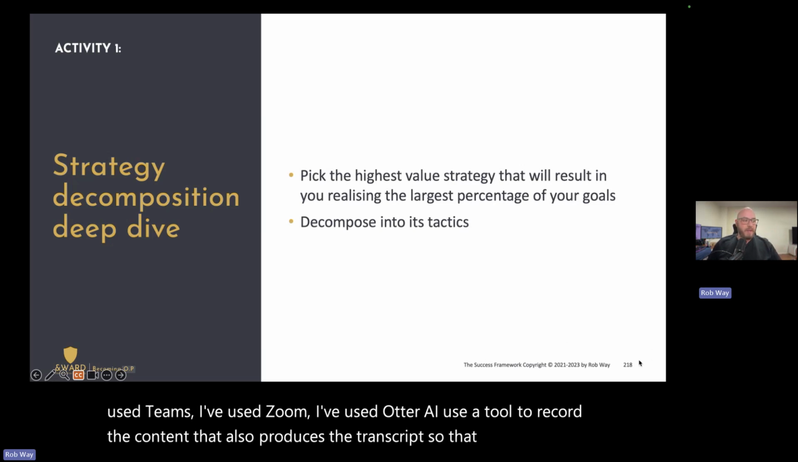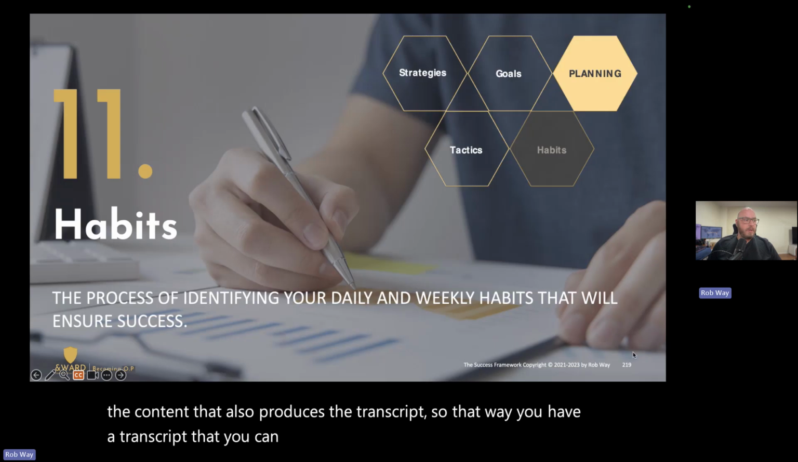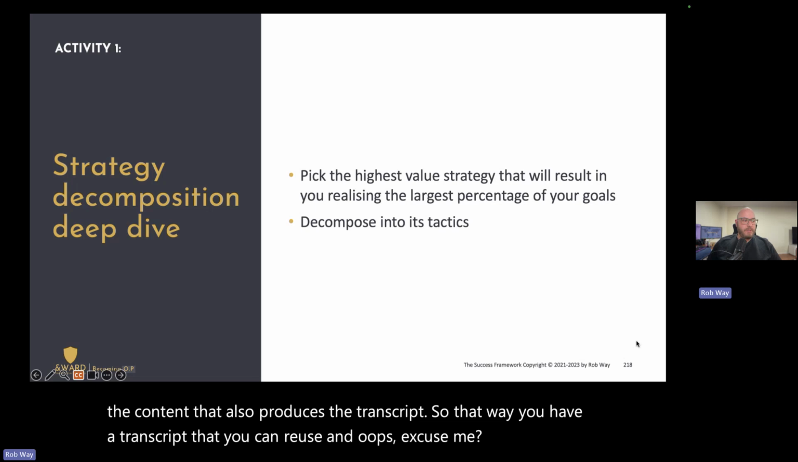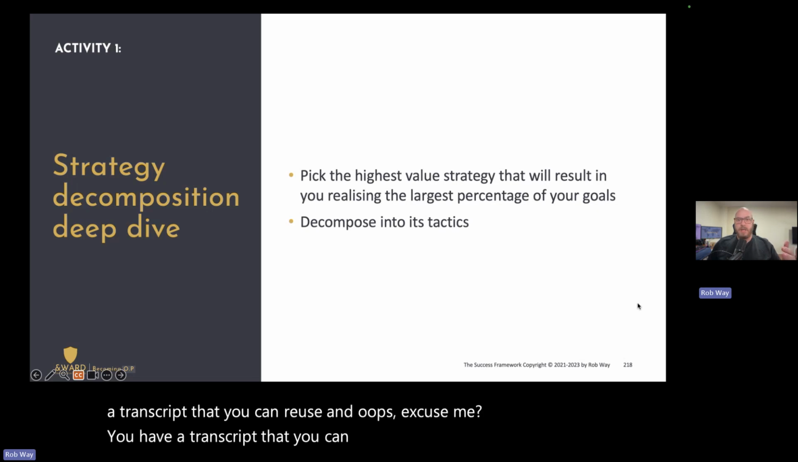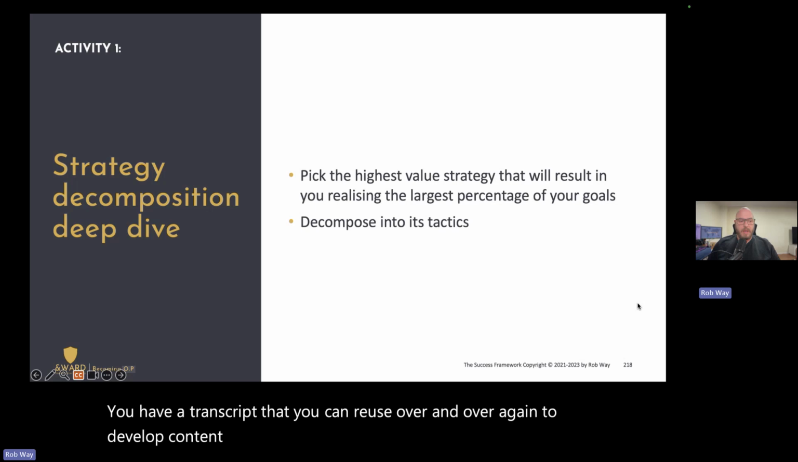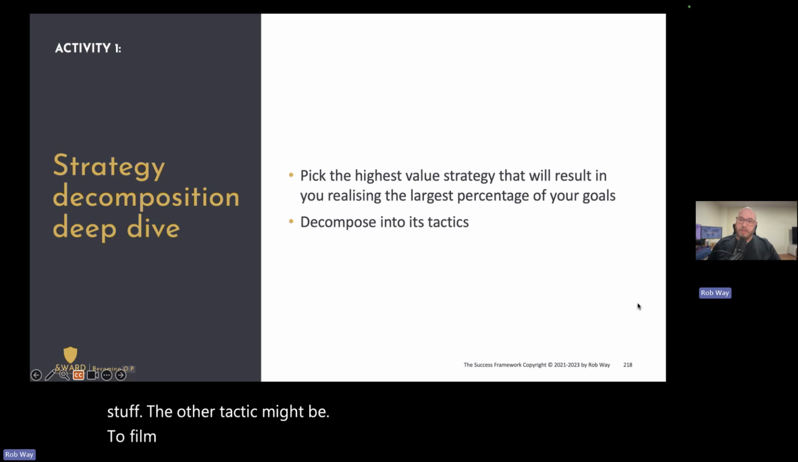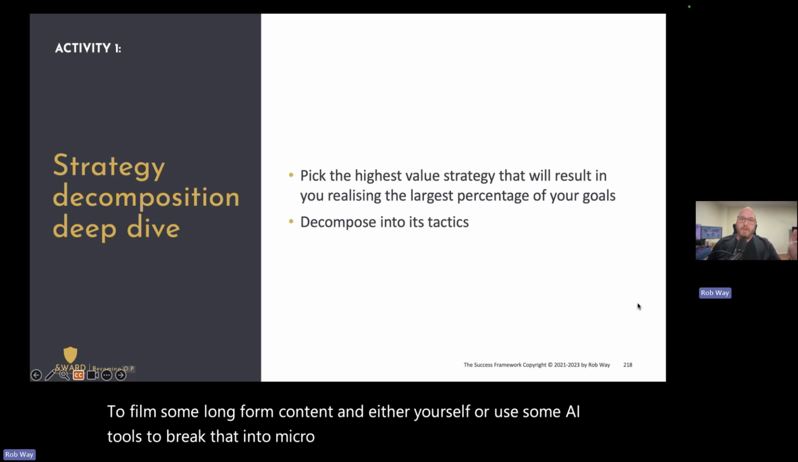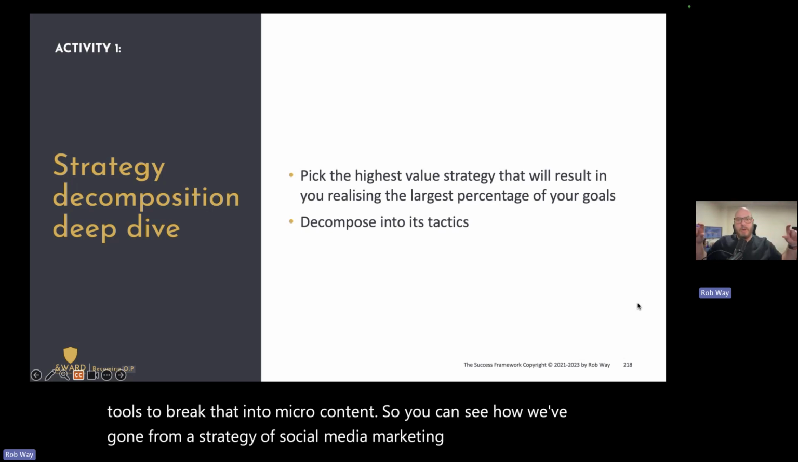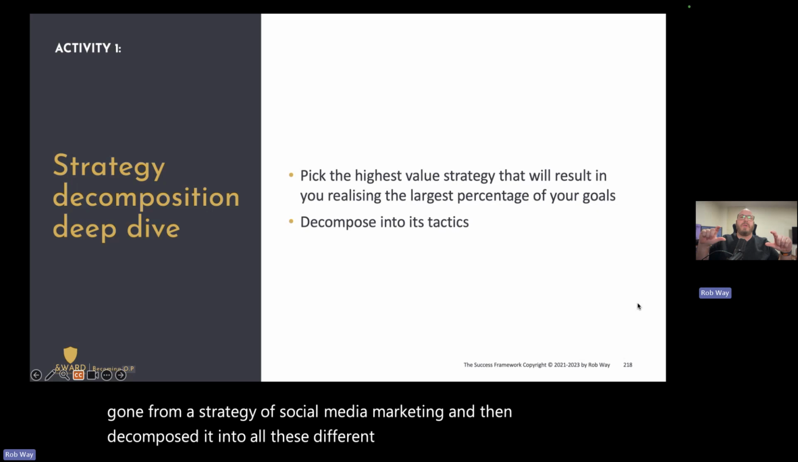So that way you have a transcript that you can reuse over and over again to develop content, to write out other blogs, all that sort of good stuff. The other tactic might be to film some long form content and either yourself or use some AI tools to break that into micro content. So you can see how we've gone from a strategy of social media marketing and then decomposed it into all these different tactics we can employ.